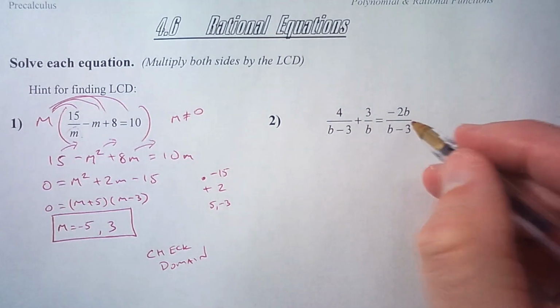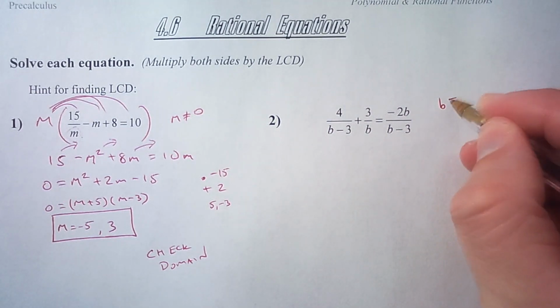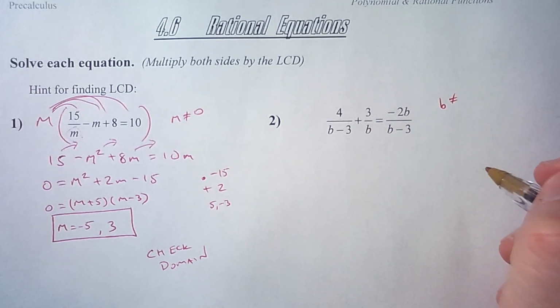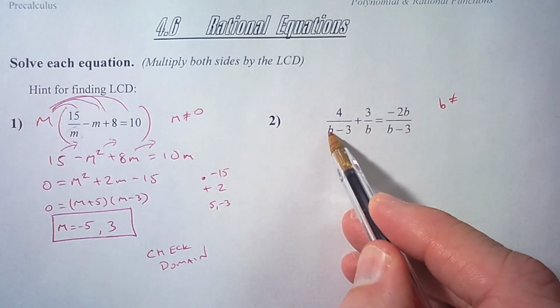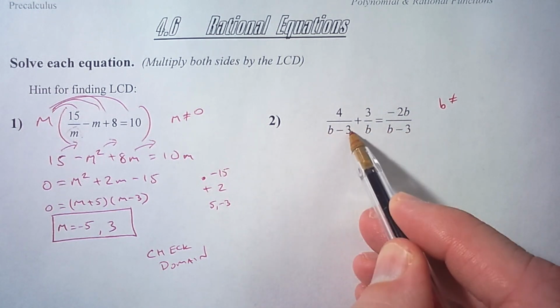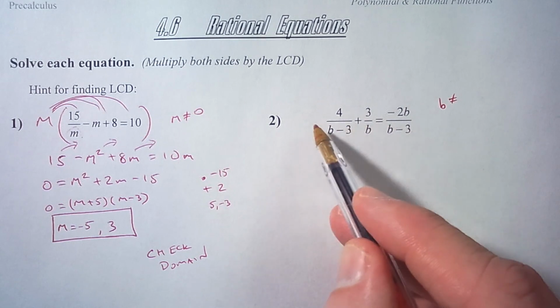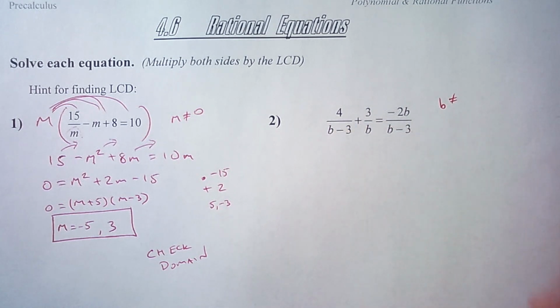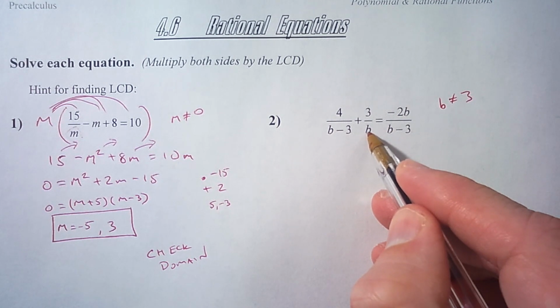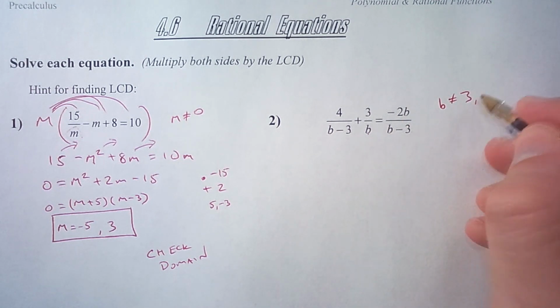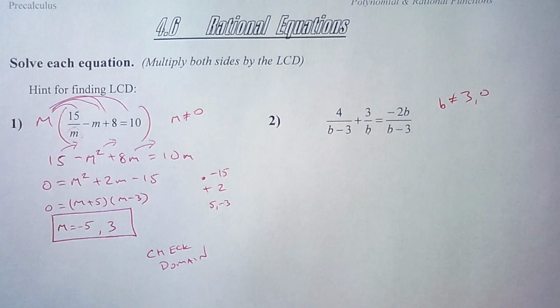Okay, so let's just check this domain right away. So what can b not equal? If I put a 3 here or here, 3 minus 3 would give me 0 for a denominator, and that gives me an undefined term. So b cannot be 3. If I put a 0 in for b, then this denominator would be 0. So b cannot be 0 either. So if I get solutions that are 3 or 0, I've got to throw those solutions out.